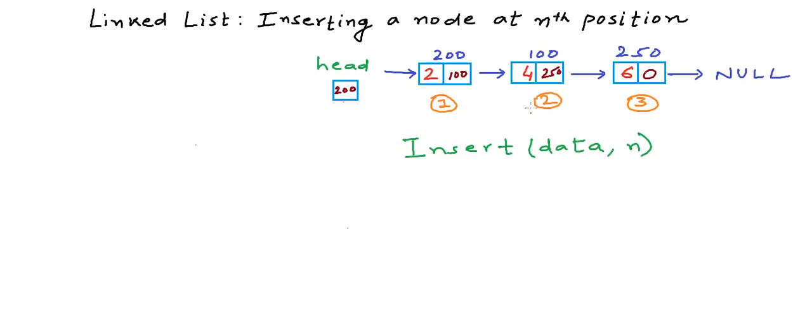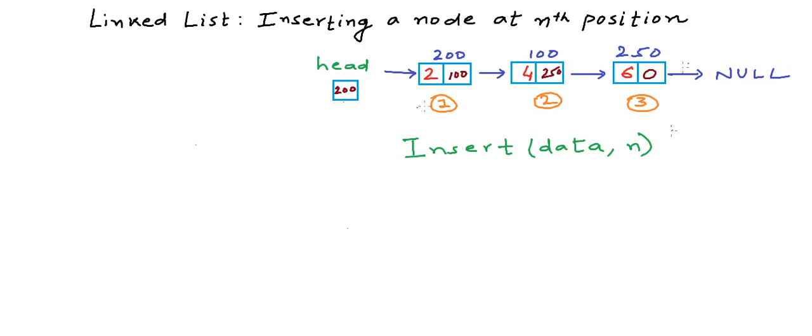There will be a couple of scenarios. The list could be empty, so this variable head will be null, or this argument being passed to the insert function, the position n, could be an invalid position. For example, 5 is an invalid position here for this linked list. The maximum possible position at which we can insert a node in this list will be 4. If we want to insert at position 1, we want to insert at the beginning, and if we want to insert at position 4, we want to insert at the end. So our insert function should gracefully handle all these scenarios.